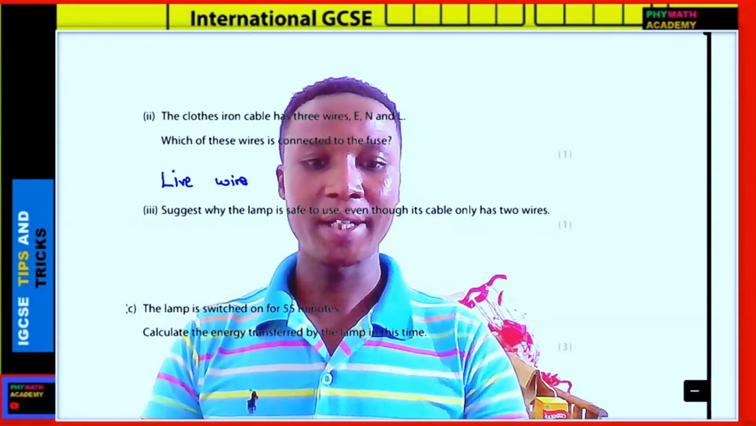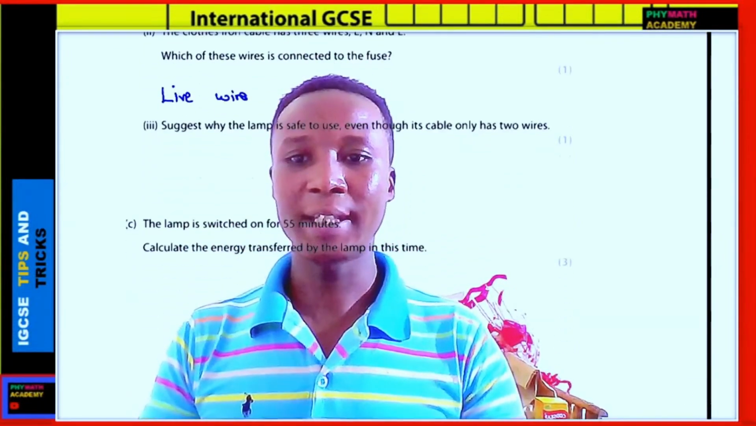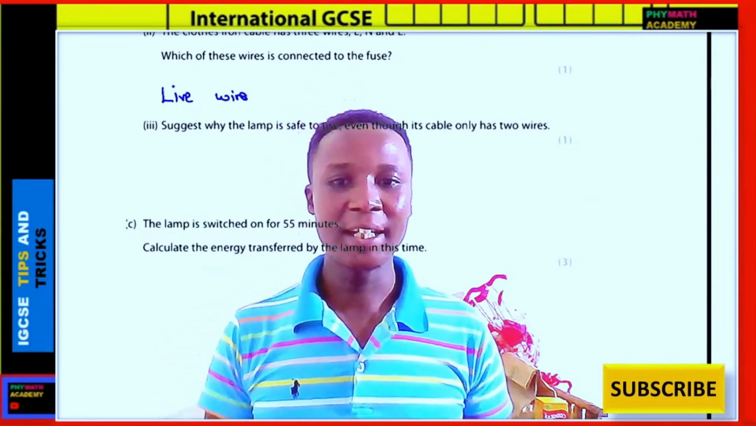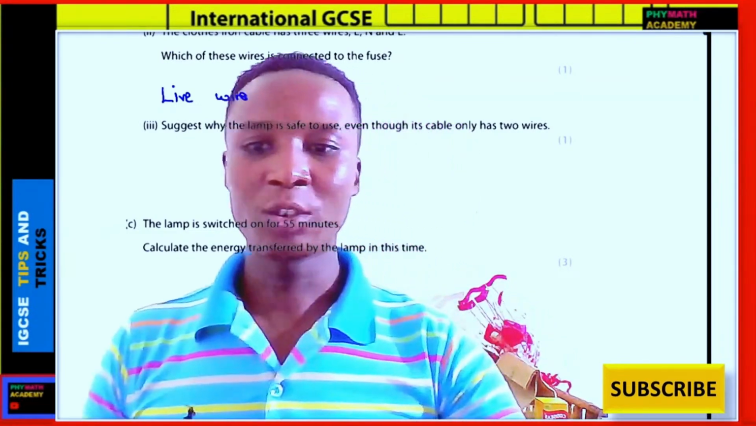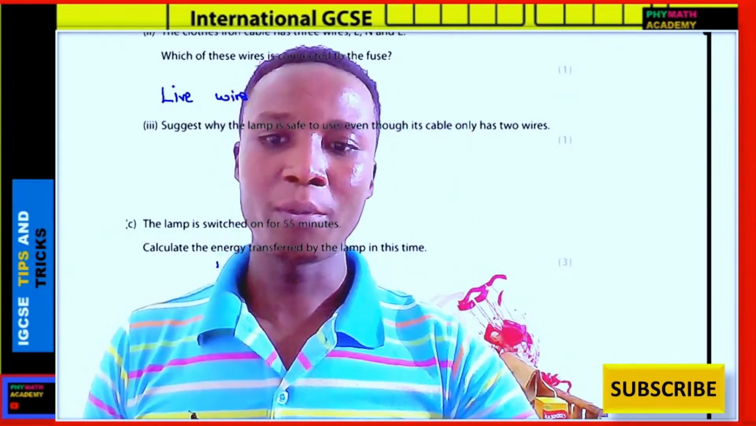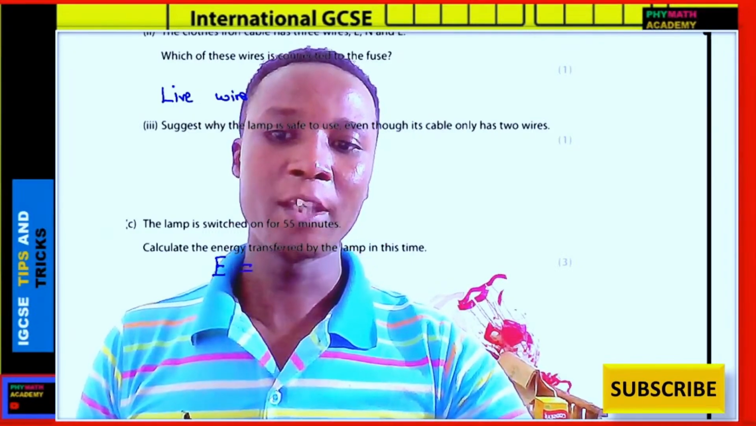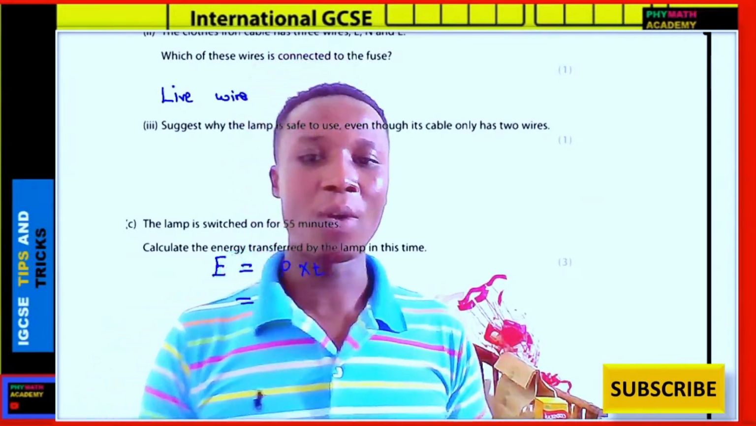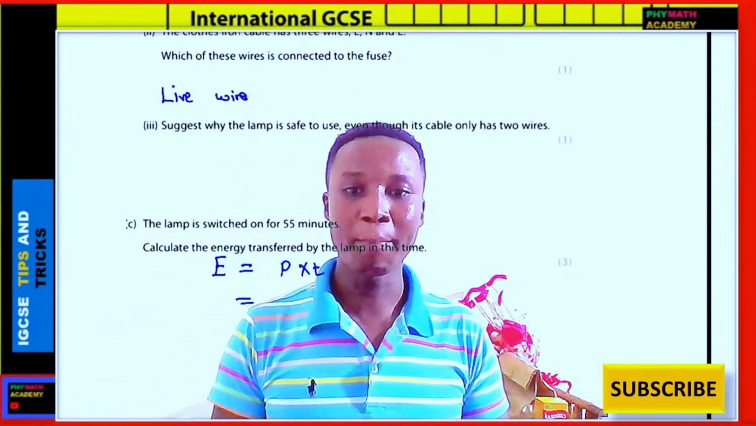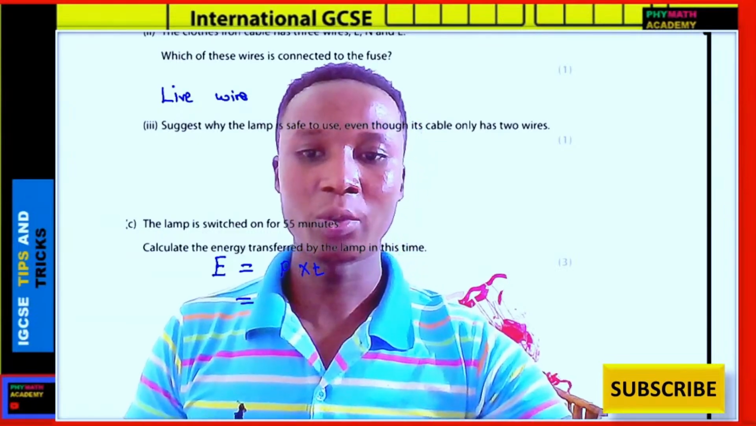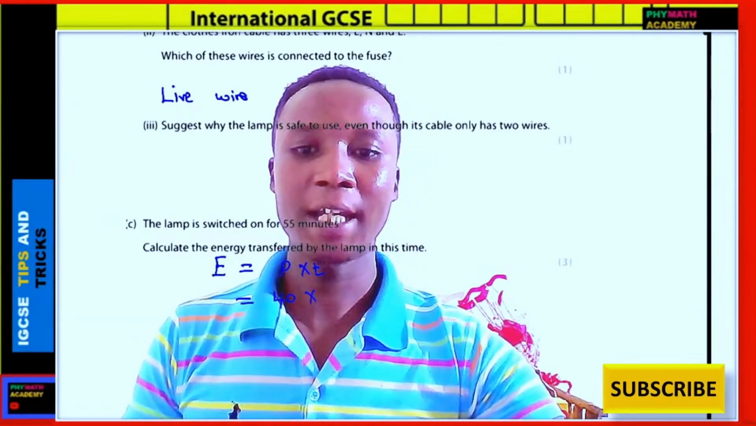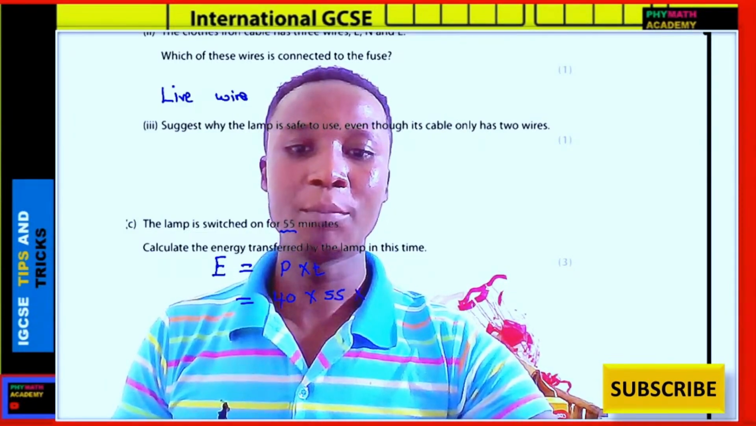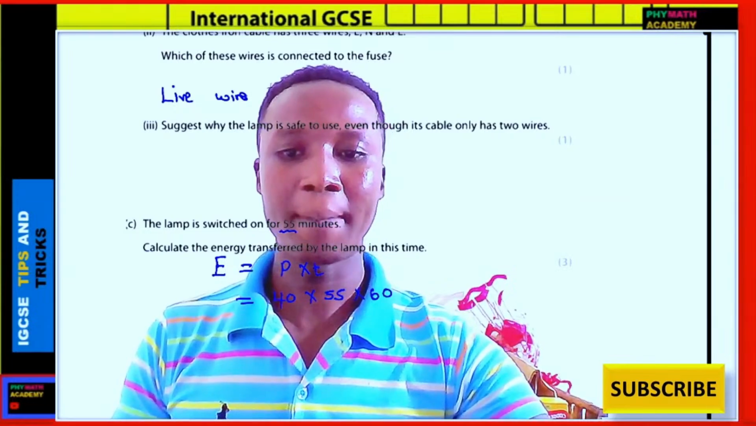So we need to move to the next question, whereby we are told that the lamp is switched on for 55 minutes. Calculate the energy transferred by the lamp. Energy transferred by the lamp is given by the formula energy equals power times time. So we need to ask ourselves, what's the power for this lamp? And we saw the power was 40 watts. So we're going to write here 40 watts times the time. Our time is given here, which is 55 minutes. And time should be in seconds. So we need to multiply by 60.